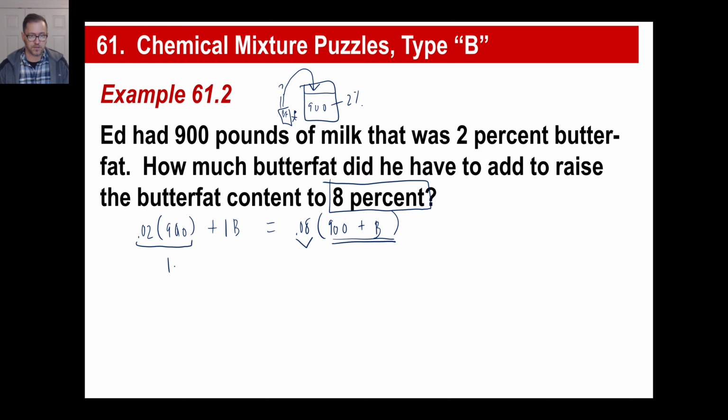Okay, well, let's do it. 0.02 times 900 is 18, plus B. 0.08 times 900 is 72, plus, don't forget, this is not just B, it's 0.08B. So we'll move the 18 over here, subtract that from 72, that gives us 54. Then we have 1B minus 0.08B is 0.92B. To find out what B is, you divide by 0.92.